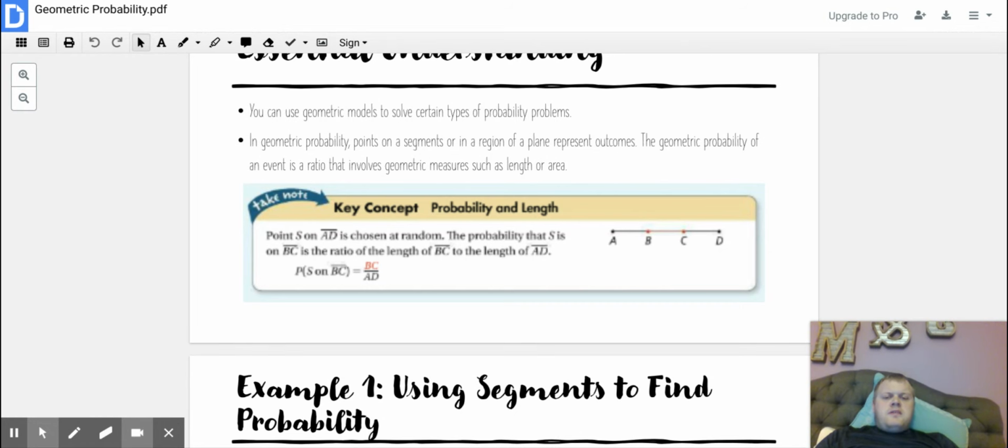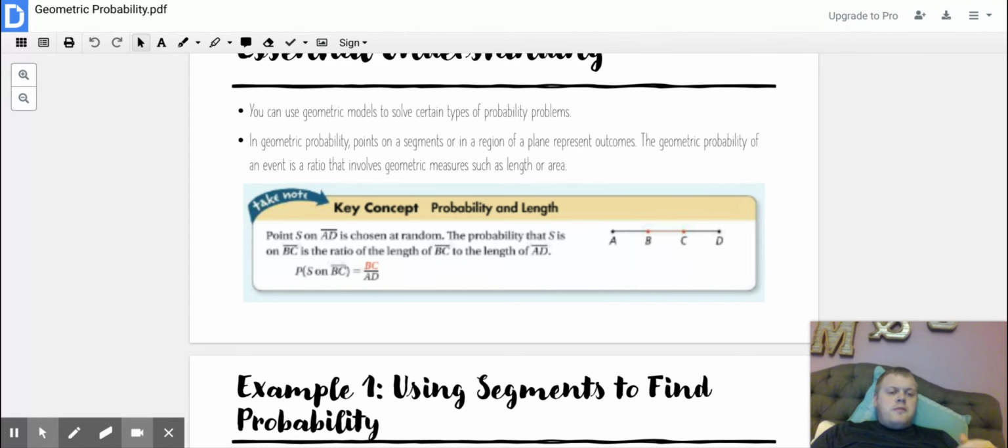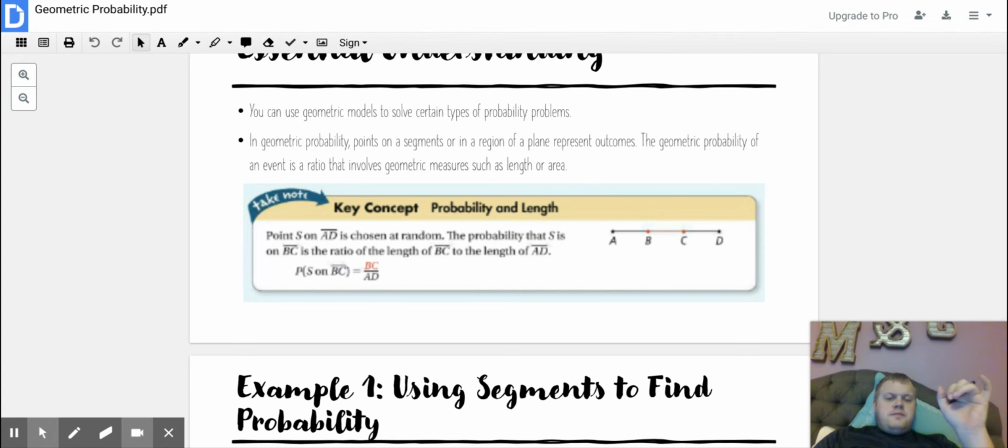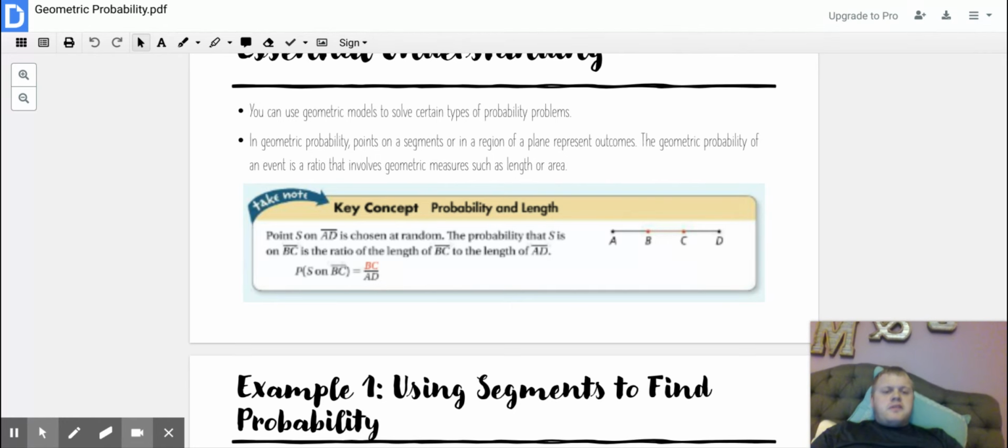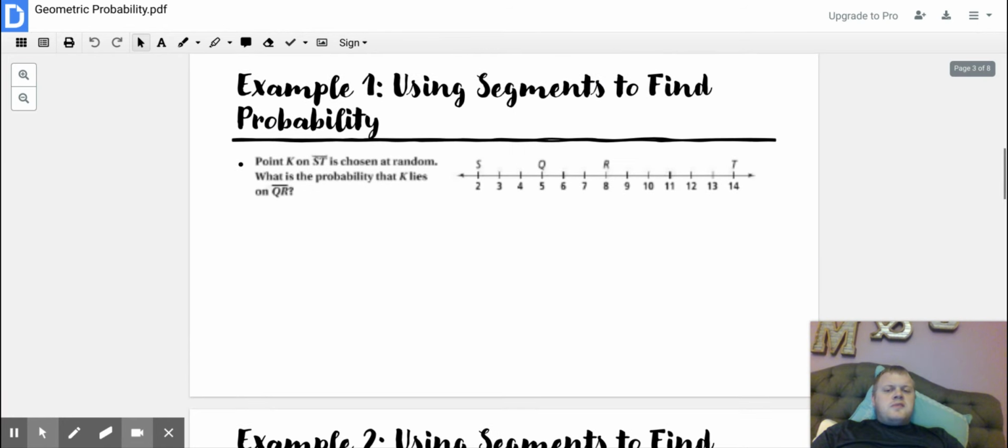So a key concept here with probability and length. Point S on AD is chosen at random. The probability that S is on BC is the ratio of the length of BC to the length of AD. So again, like we've been learning, it's always going to end up being the part over the whole. What's the distance of BC over the entire distance that it could be on, which is from A to D? So part over whole, and I'll show you how that's going to look with actual numbers.